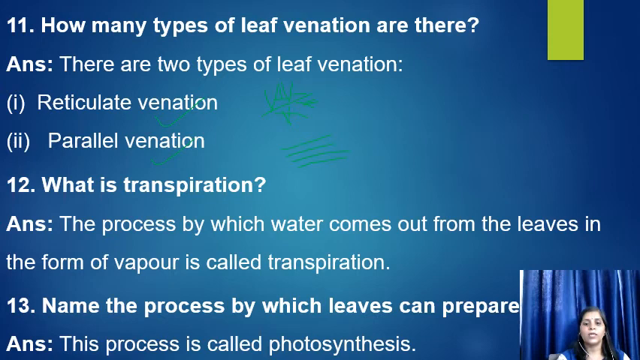What is transpiration? The process by which water comes out from the leaves in the form of vapor is called transpiration. The vapor which is evaporated from the surface of the leaf through stomata, that process is known as transpiration. Name the process by which leaves can prepare their food. That process is known as photosynthesis. Photosynthesis is the process by which green leaves prepare their food in the presence of sunlight with the help of water, carbon dioxide, and minerals.